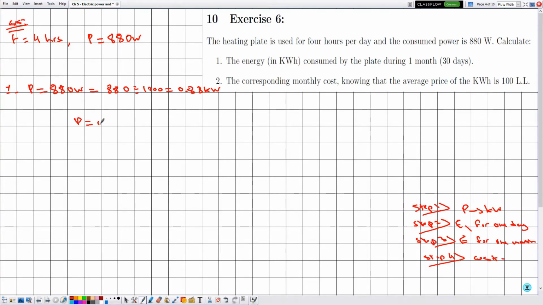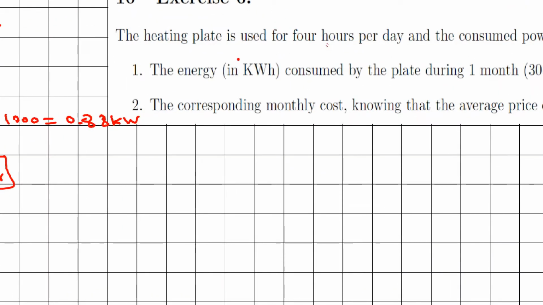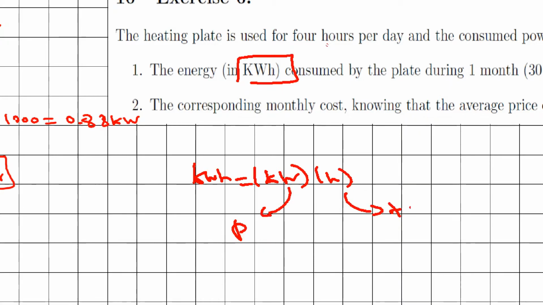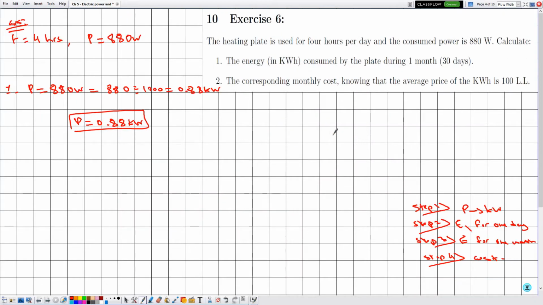And this is reasonable. Why? Because notice that kilowatt hour, this unit can be decomposed into kilowatts multiplied by hour, which means that the power must be in kilowatts and the time must be in hours. So now we just converted the unit of P. We are done with step number 1.